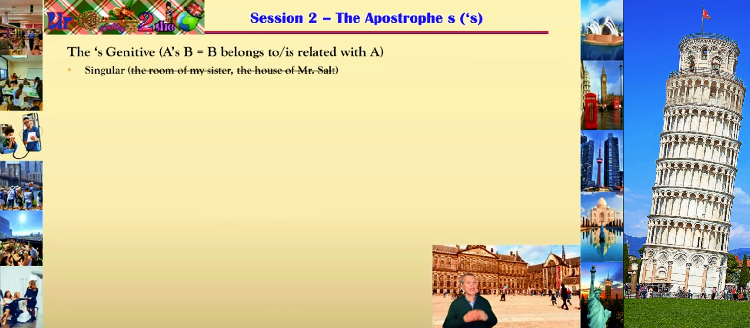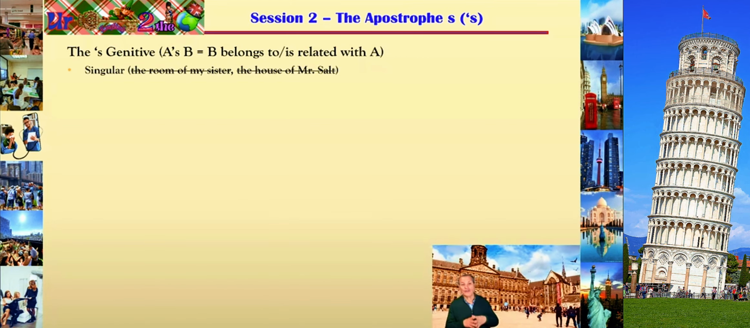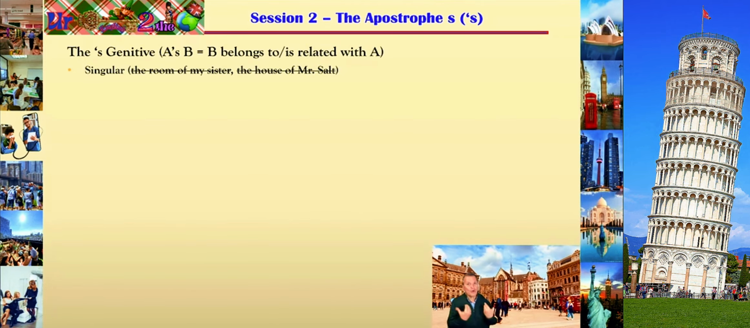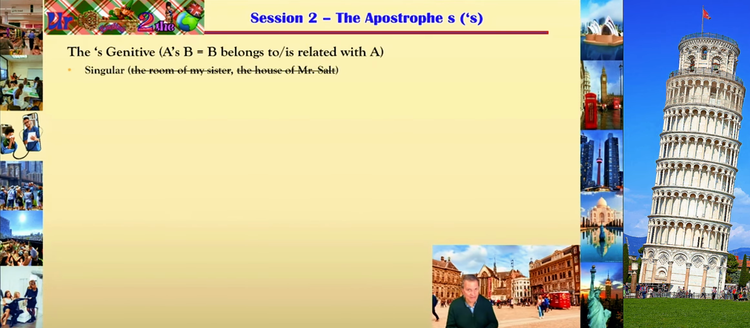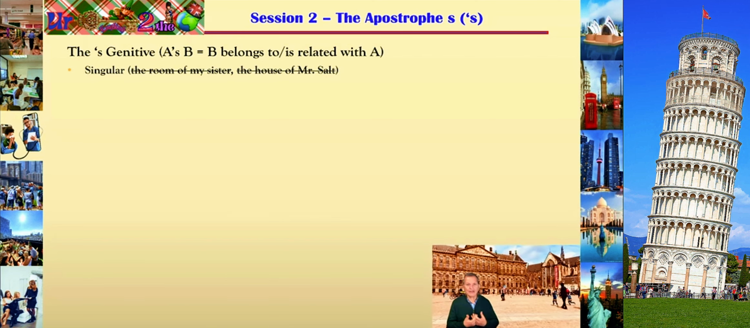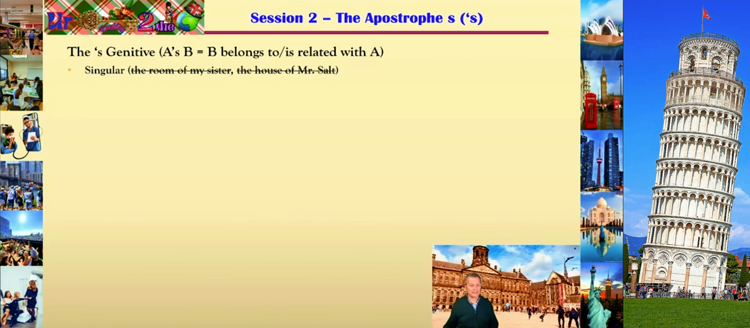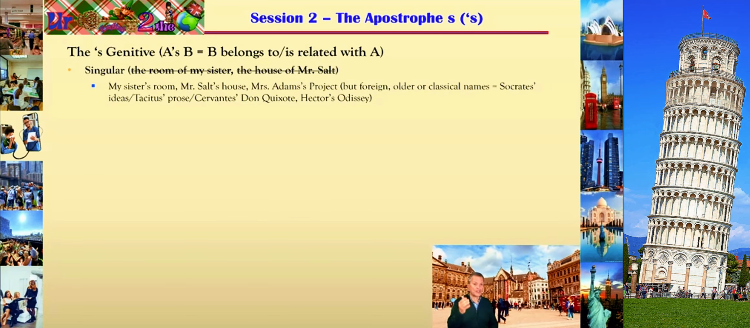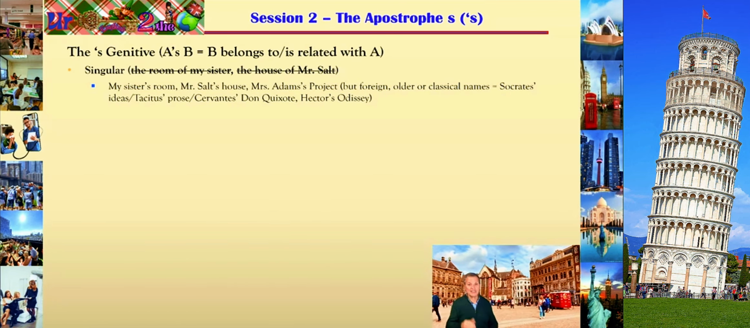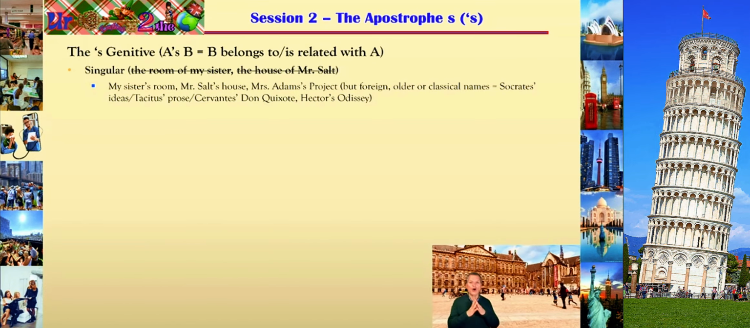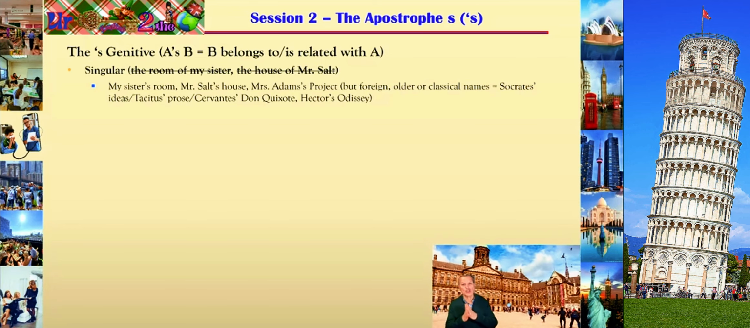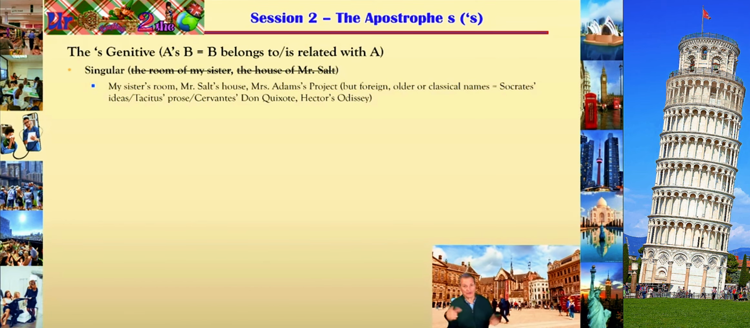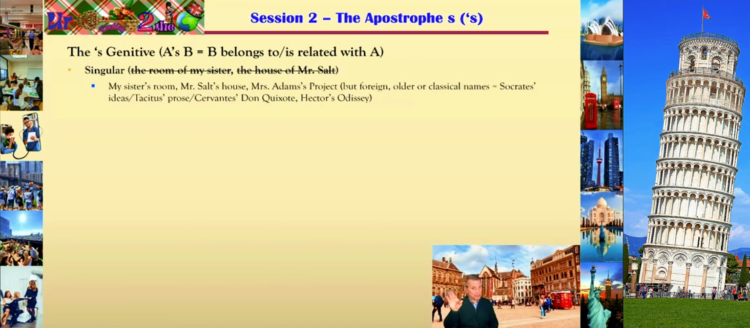In singular, we don't say the room of my sister or the house of Mr. Salt. Why? Because they are people, and when we're talking about people who own something, people who have something, then we have to use the apostrophe S. So we will say my sister's room, Mr. Salt's house, Mrs. Adams' project, but foreign or classical names, as for example Socrates, that ends in S, it's as if it was plural, right?